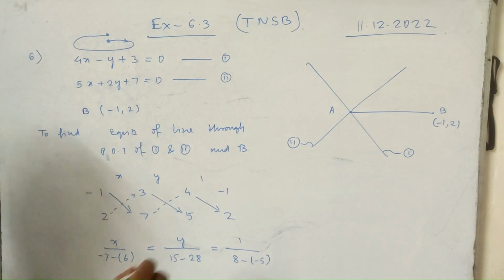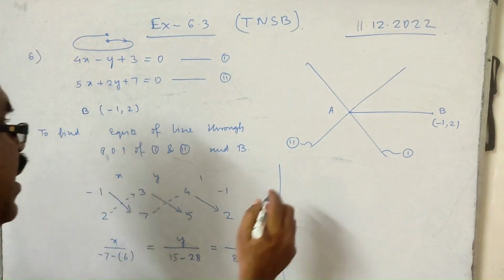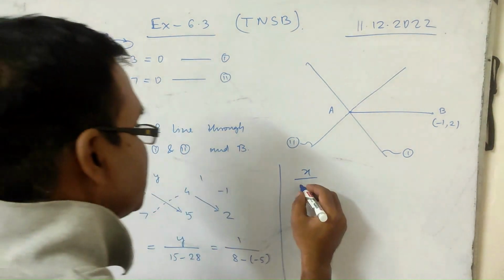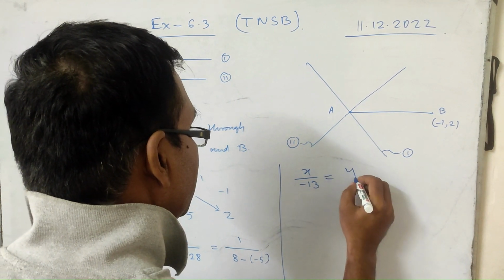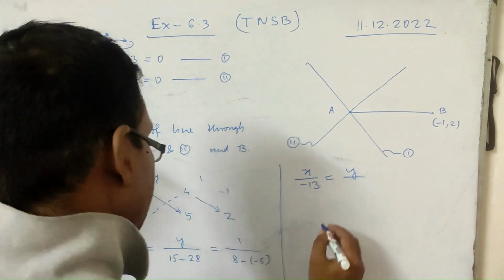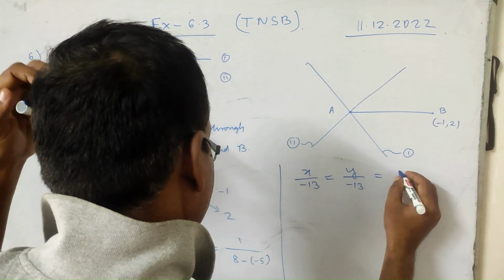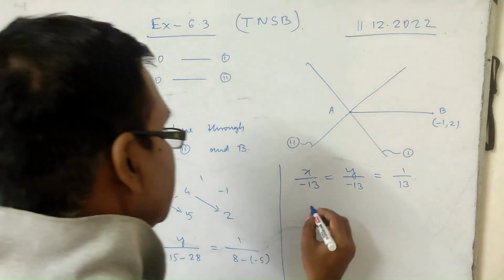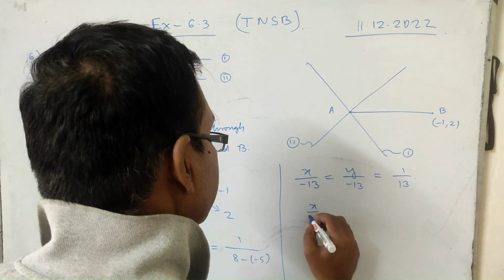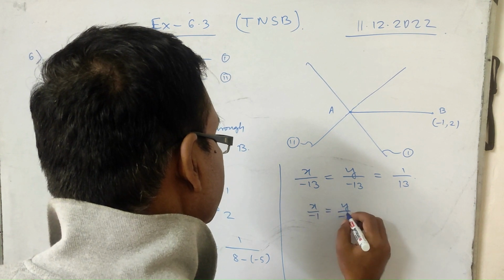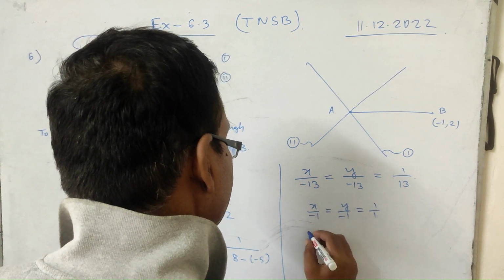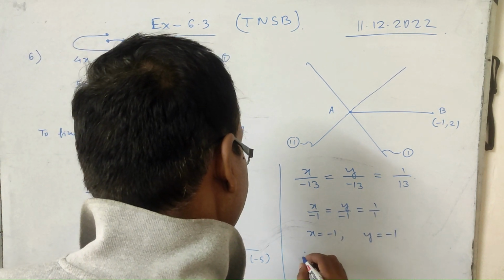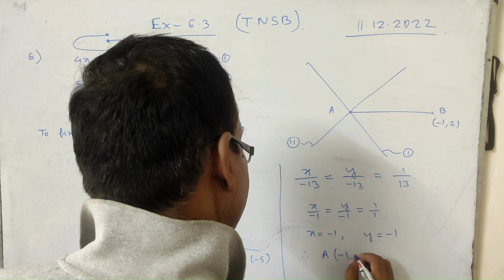Fine. So after this, what are we getting? x divided by minus 7 minus 6, which is minus 13, y divided by minus 13, and 1 divided by plus 13. So this gives me x by minus 1, y by minus 1 is equal to 1 by 1. So x is equal to minus 1, and y is equal to minus 1. Therefore we have got A as minus 1 comma minus 1.